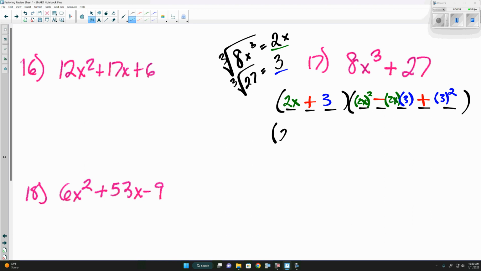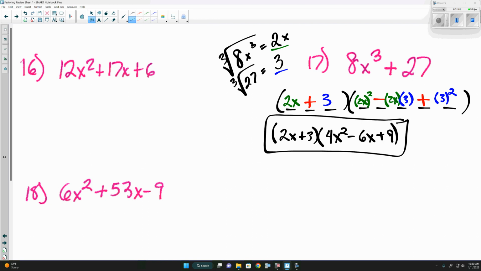Now to simplify this a little bit, the 2x plus 3 doesn't really change. And the bigger one, 2x squared, well, 2 squared is 4. And x squared is x squared. Minus 2x times 3 is 6x. Plus 3 squared is 9. So we get 2x plus 3 times 4x squared minus 6x plus 9. Any other questions on these three here before we move on?